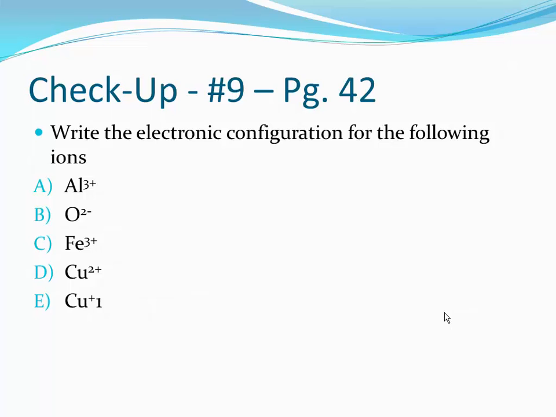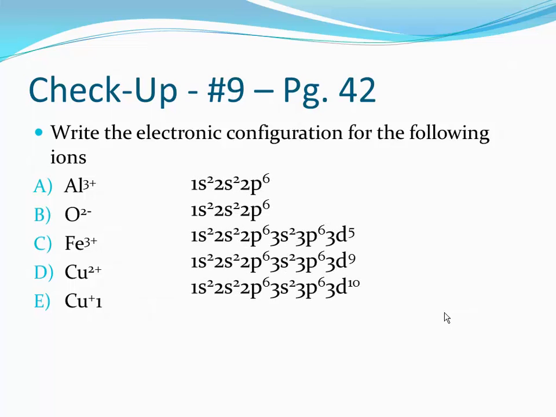Alright, so write the configurations for the following ions. You have aluminum 3+, that means it's going to lose 3. Oxygen 2- gains 2. Iron 3+ loses 3. Copper 2+ loses 2. And copper 1+ loses 1.